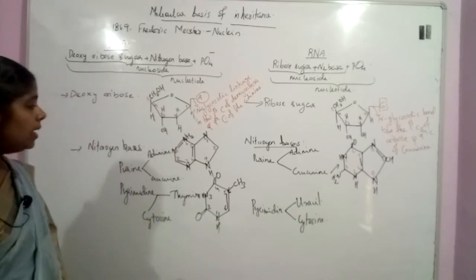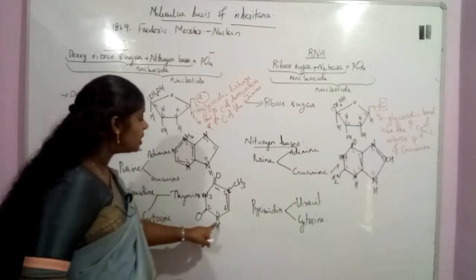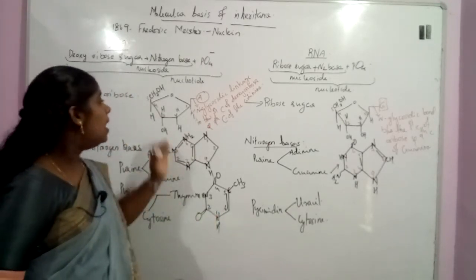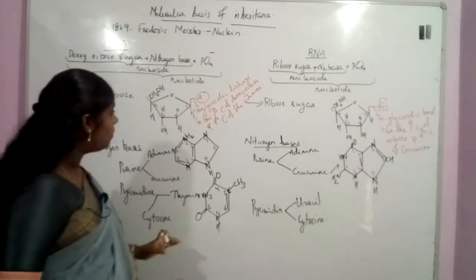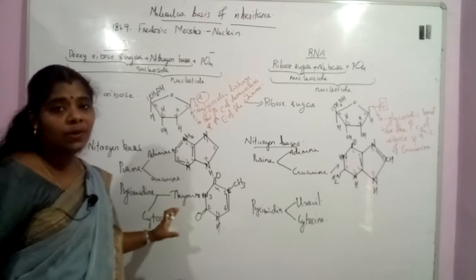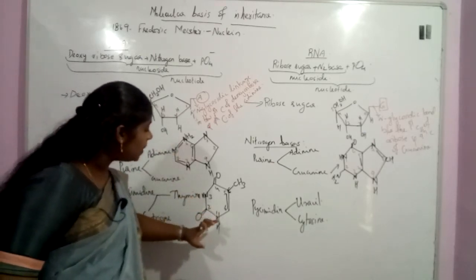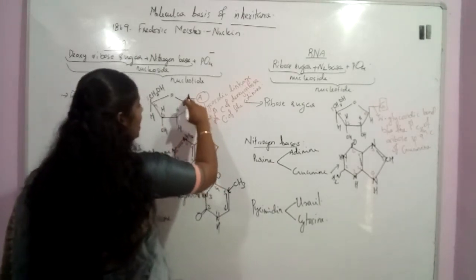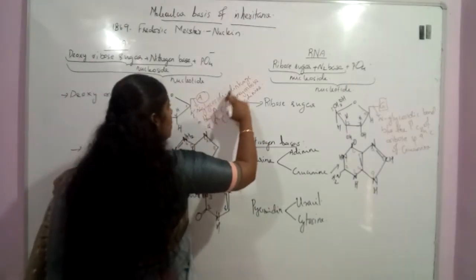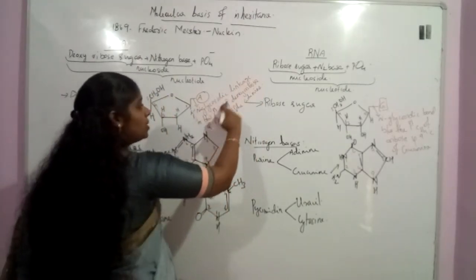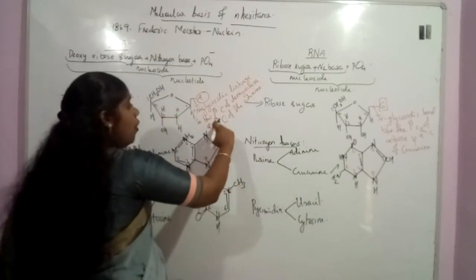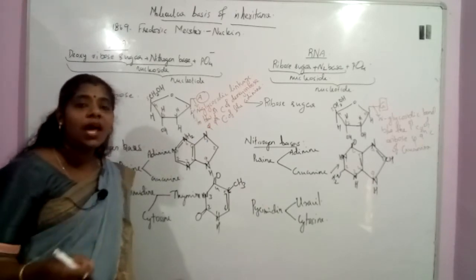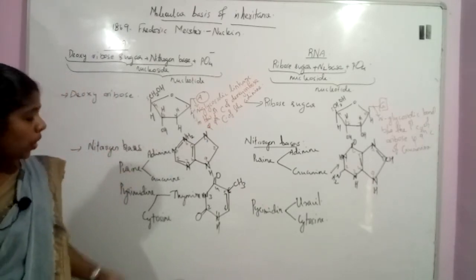This is what we call thymine. So the NH group sitting at the 1st position of thymine will make a bond with deoxyribose sugar to form the nucleoside. At which position of thymine? At the 1st position. So when it is making the bond with thymine, it will make an N-glycosidic linkage between the first carbon of deoxyribose and the first carbon of thymine.